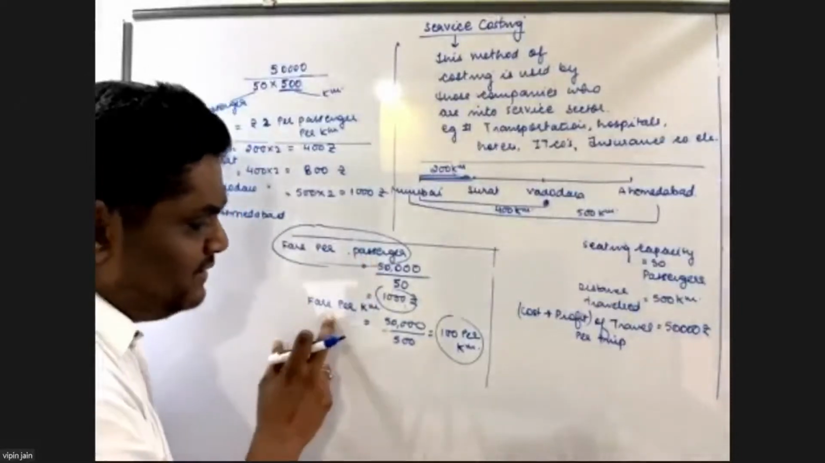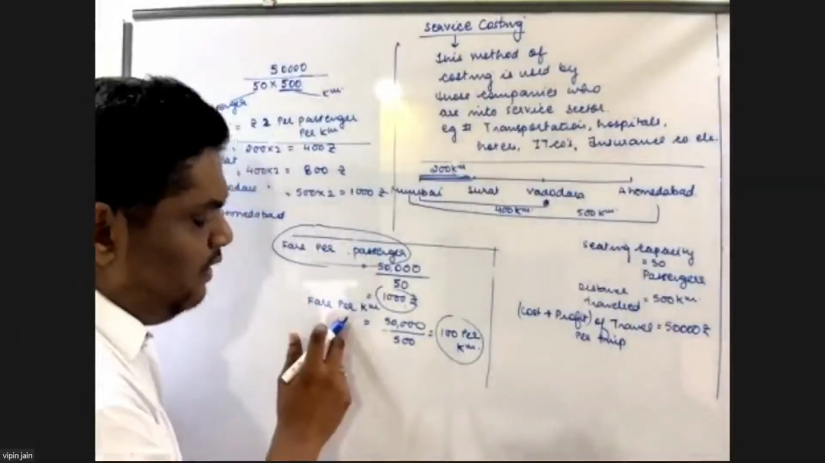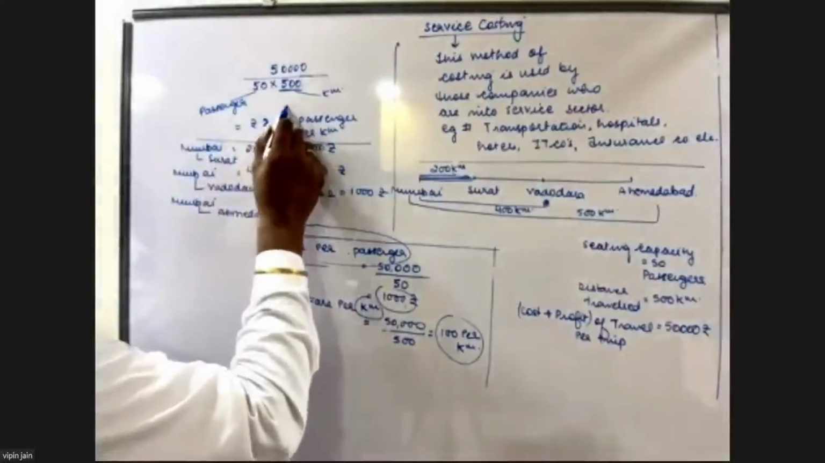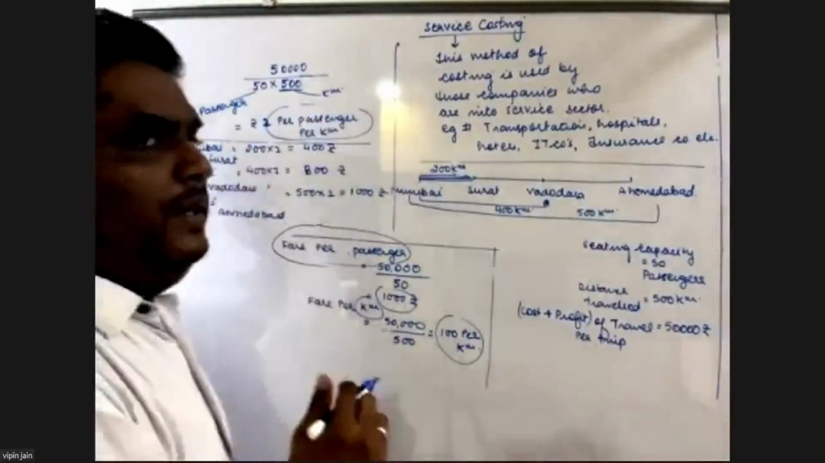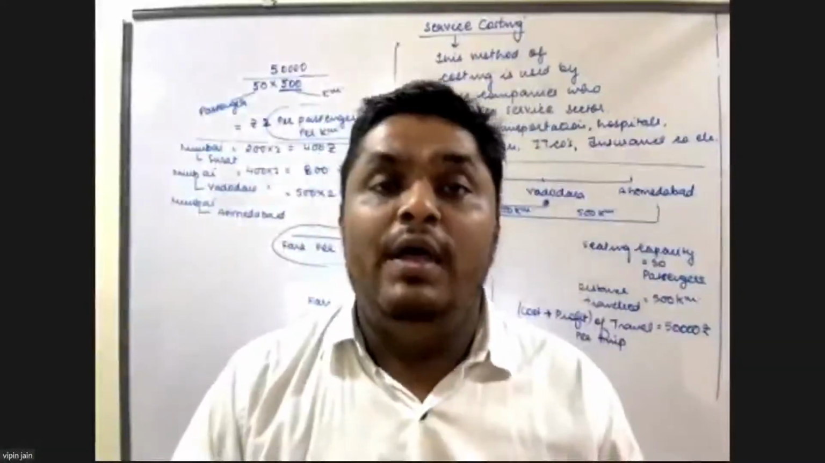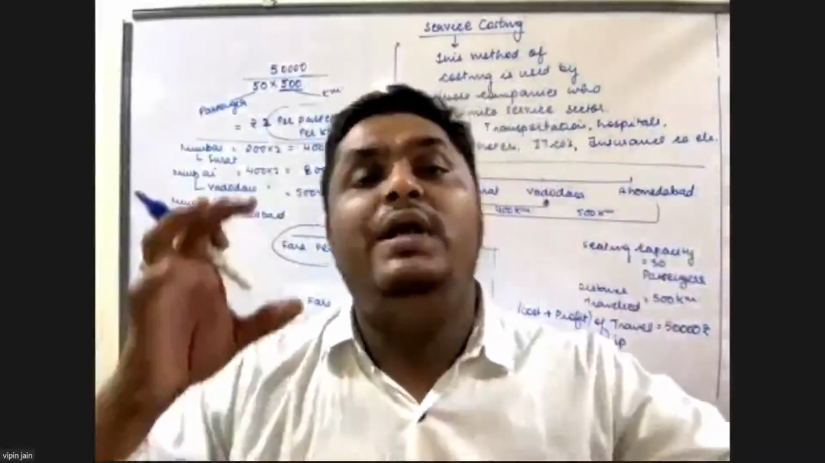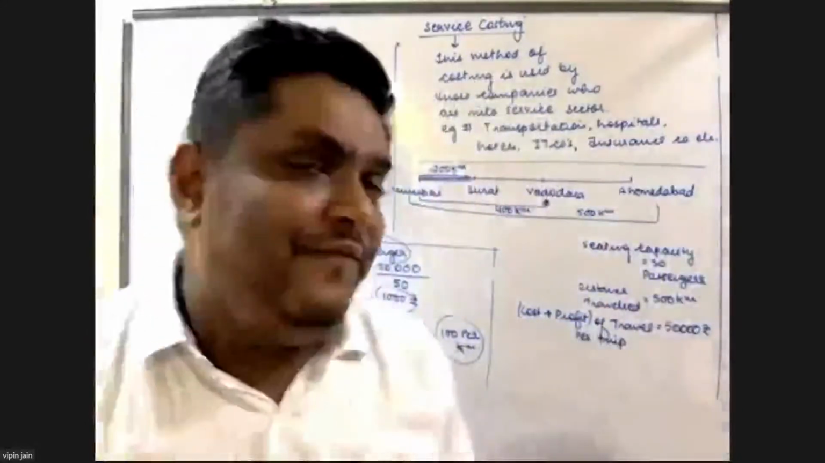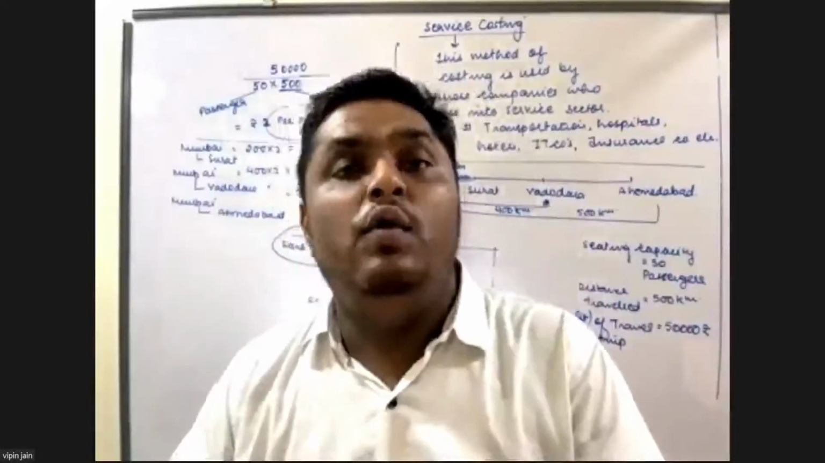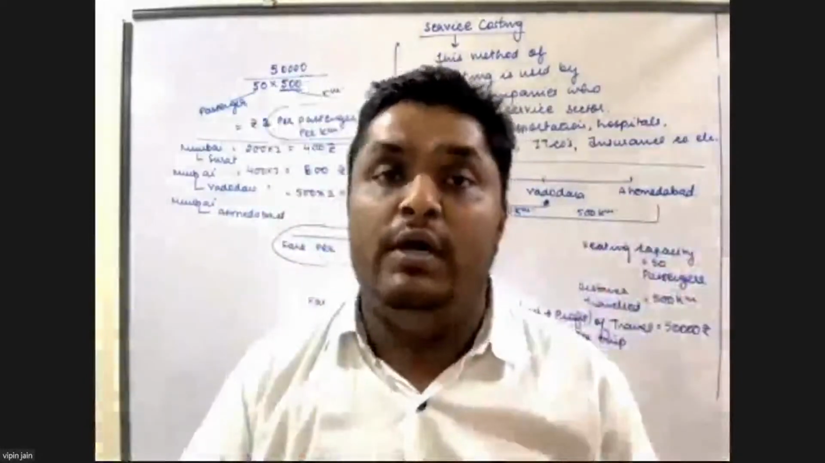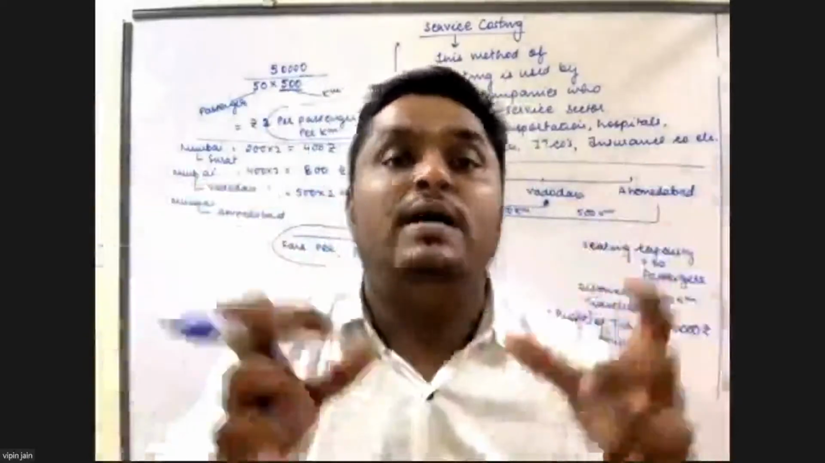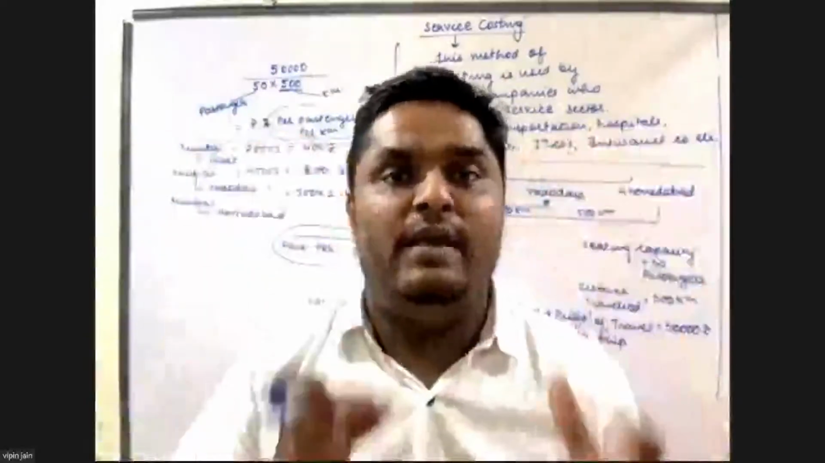Herein again, we are considering only one factor, that is kilometers. But herein, we are considering two factors, that is passengers and kilometers. So, if you want to calculate the cost per unit, there are two approaches, single unit and composite unit. If we are calculating per passenger, it is single unit. If we are calculating per kilometer, it is single unit. But if we are calculating per passenger kilometer, it is composite unit, because two factors are involved.